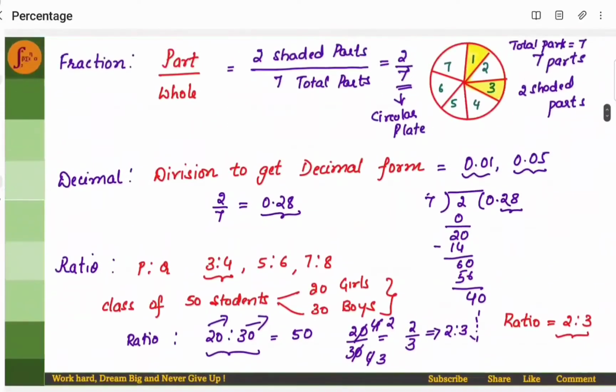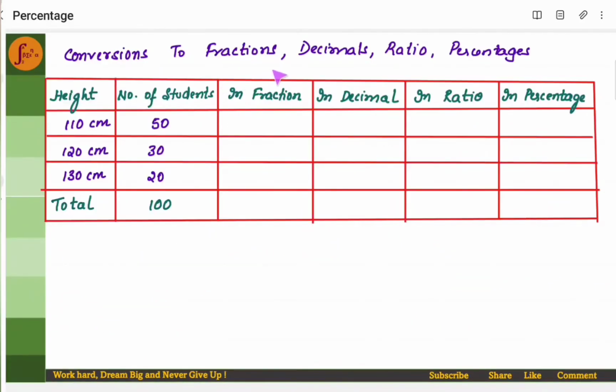So now we know what a fraction is, what a decimal is, and what a ratio is. Now let's get into the conversions. Let's take this particular example. Say we have 100 students in a class. We have 50 students with a height of 110 centimeters, 30 students with a height of 120 centimeters, and 20 students with a height of 130 centimeters.